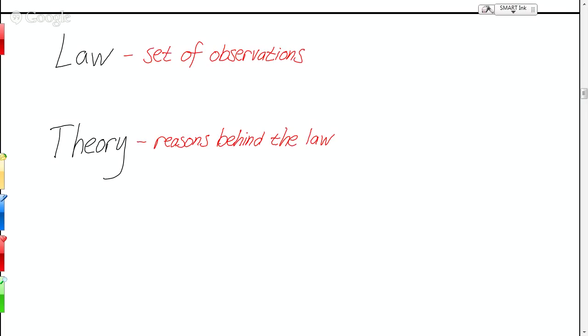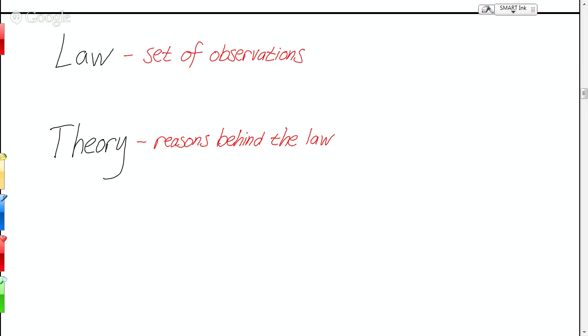So there's not a sense of like one of these is more true than the other. They describe totally different things. One of them is just a set of observations, what happens, and the other one is why is that thing happening? And that's a really important distinction, so that when somebody says, oh, that's not true, that's just a theory, you can say, well, actually that doesn't make sense in science. It's not how we talk about that.